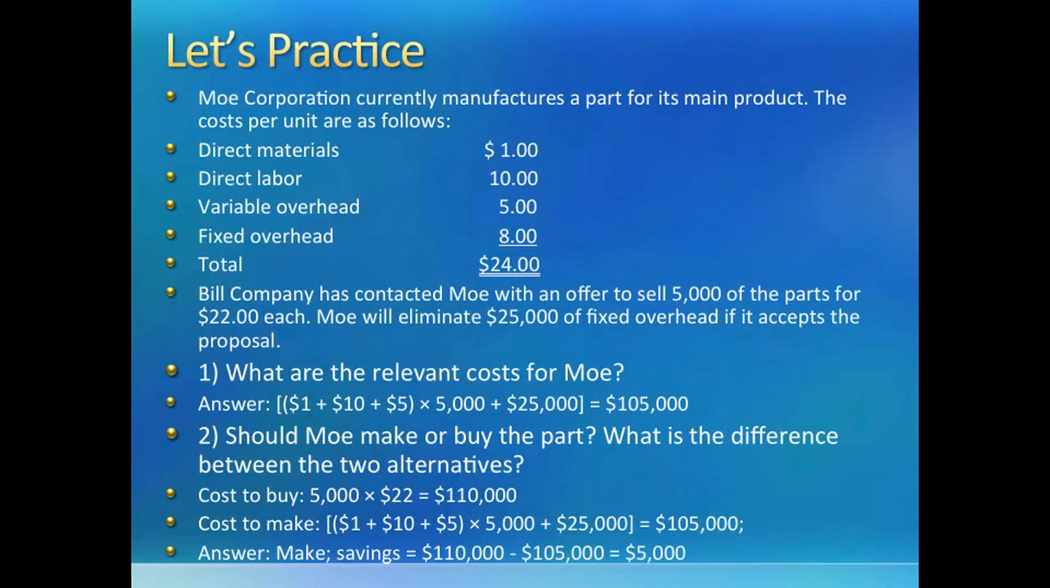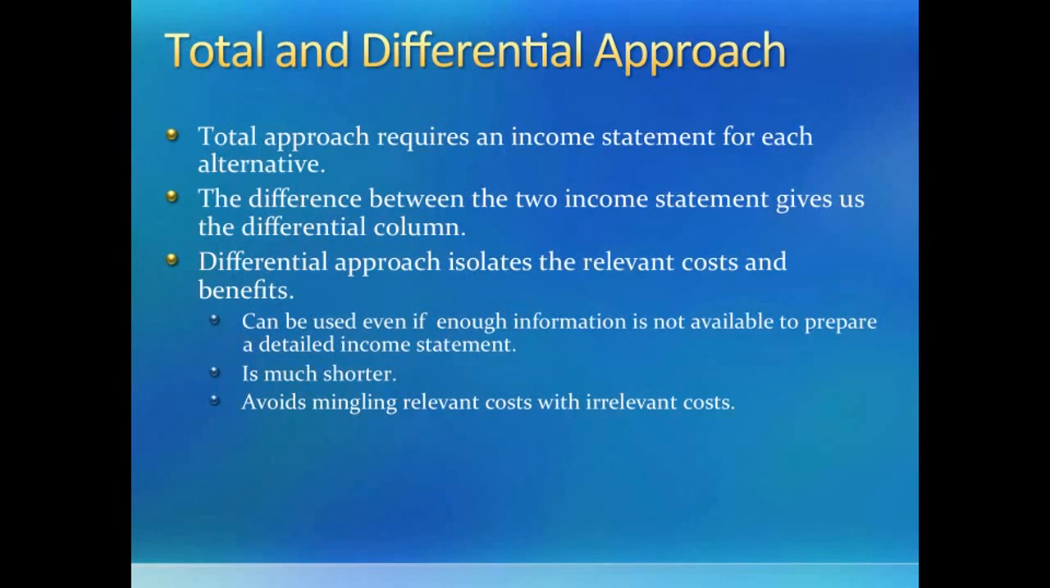So the company is better off making the product rather than buying it by $5,000. There are two different ways of solving decision-making problems. Under the total approach, you make an income statement for each alternative and compare the income to decide which alternative is better and by how much. This is a slightly longer approach but is easier.